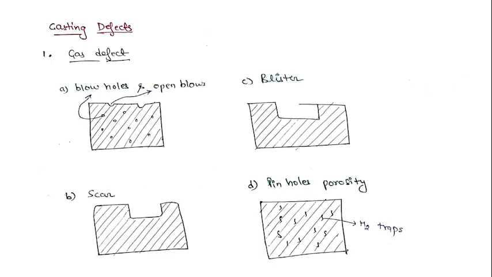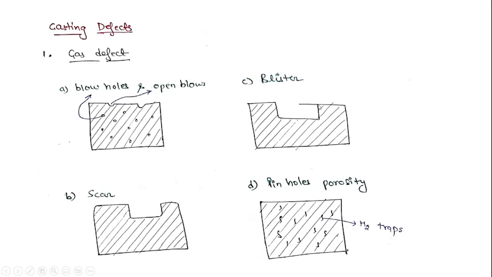Then defects. Firstly, these four kinds of defects are there. This is also in your notes; go through it for the explanation. These are gas defects, because gas is trapped in your casting. If a hole is formed inside your casting, it is called a blowhole. If it is on the surface, it is called an open hole.